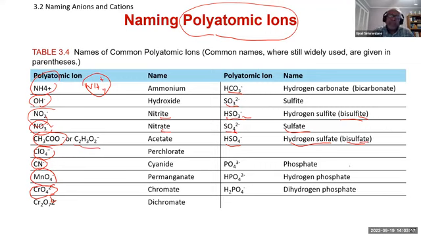Now, these are the anions, mainly anions, that can form polyatomic compounds with other cations. So these are complex anions, polyatomic anions.